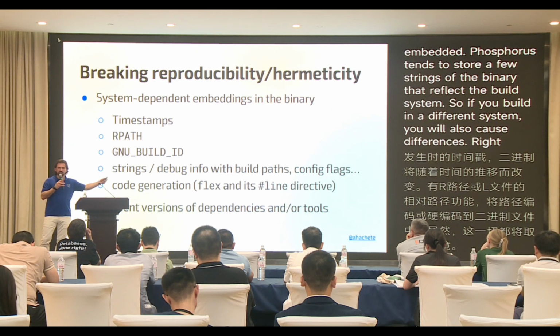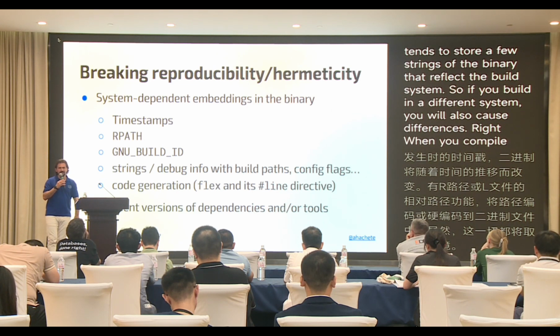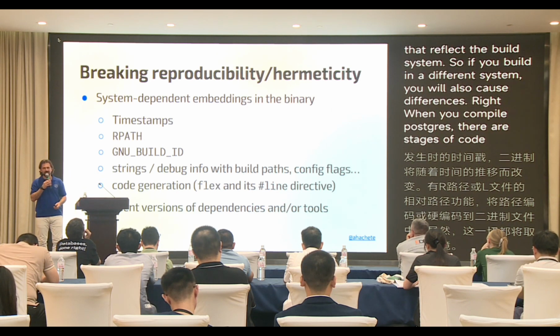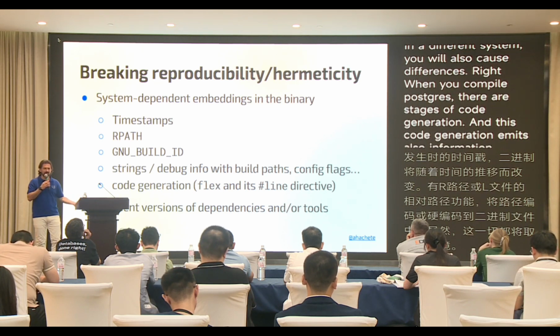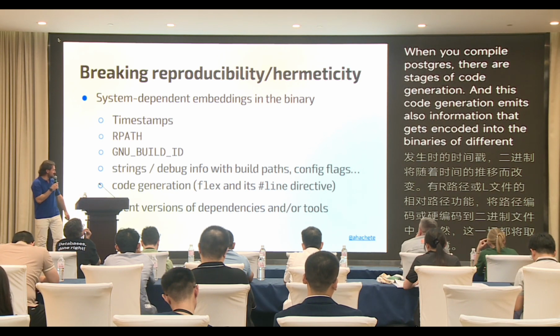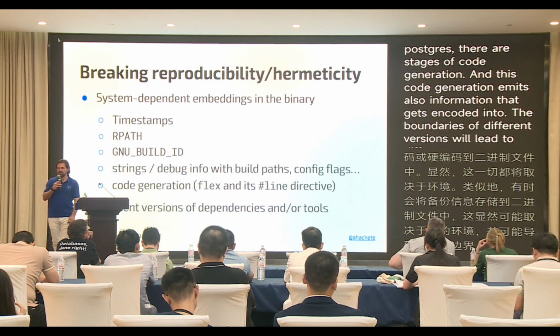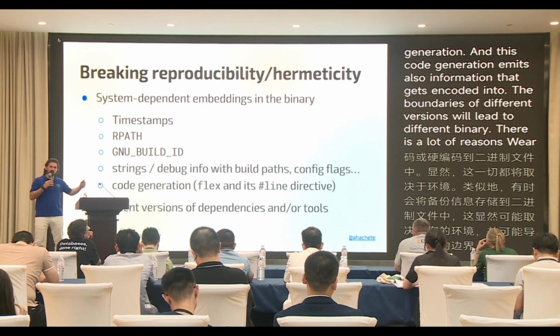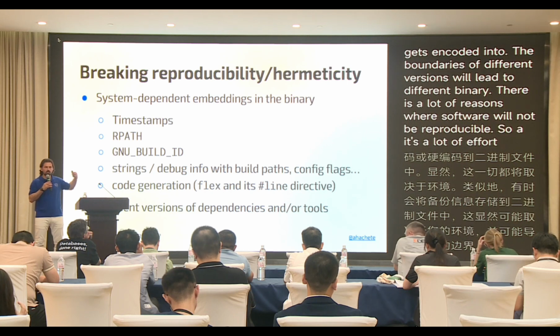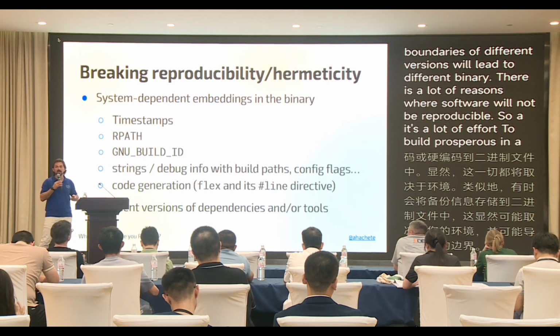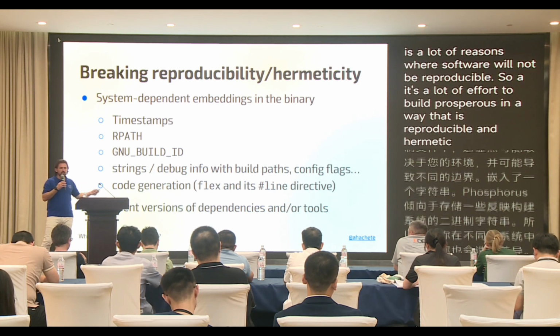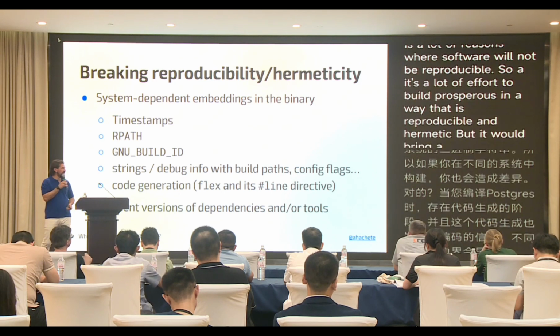When you compile Postgres, there are stages of code generation, and this code generation also emits information that gets encoded into the binary, so different versions will lead to different binaries. There are a lot of reasons why software will not be reproducible, so it's a lot of effort to build Postgres in a way that is reproducible and hermetic, but it would bring a huge set of advantages to achieve something like this.